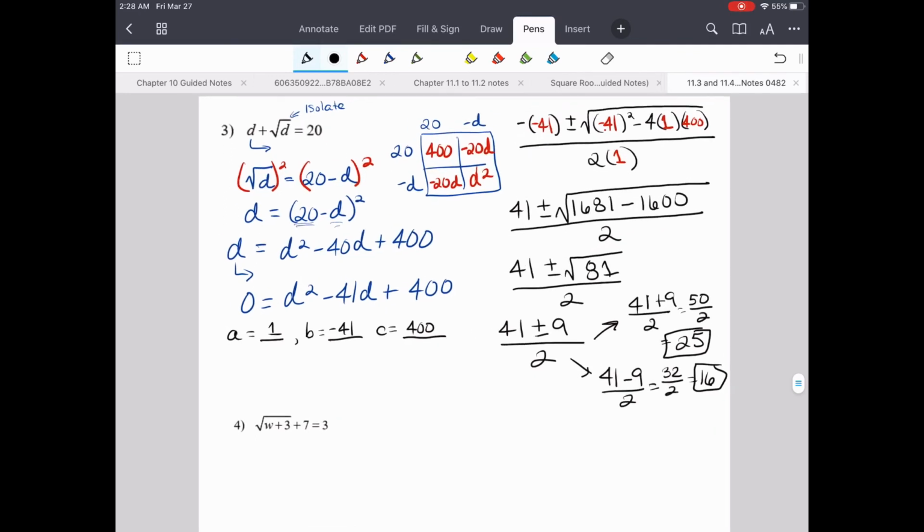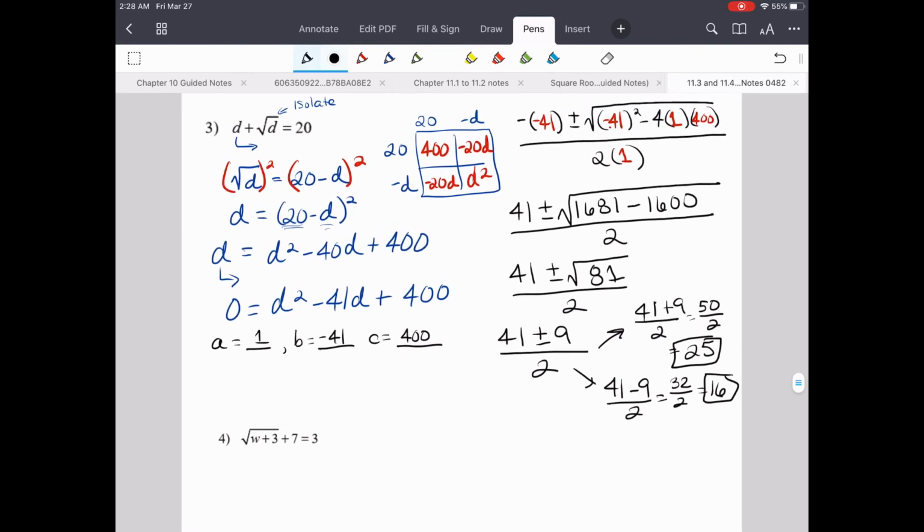Okay, so for number 3, we've got our two solutions. We got 25 and 16. And I'm going to go ahead and check those. Let's make sure they both work. I'm going to put in 25 first for d and see if that's a viable solution. See if it makes it true.